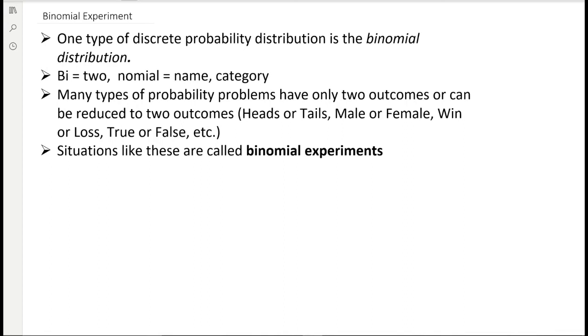So bi is going to be equal to 2. So that's why it's called binomial. And then nomial means name or category. So basically, binomial means that you have only 2 things that can happen, 2 outcomes, or 2 categories, if you will. Or it can be reduced to 2 outcomes. So for example, heads or tails, male or female, win or loss, true or false, etc. Anything that can be reduced to 2 outcomes is considered binomial. So situations like these are binomial experiments.